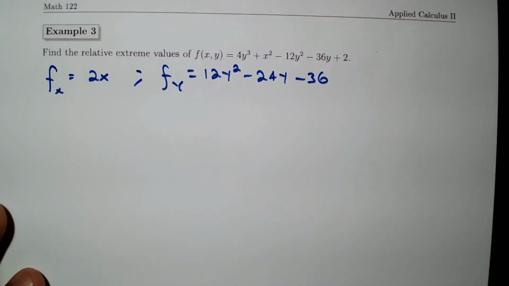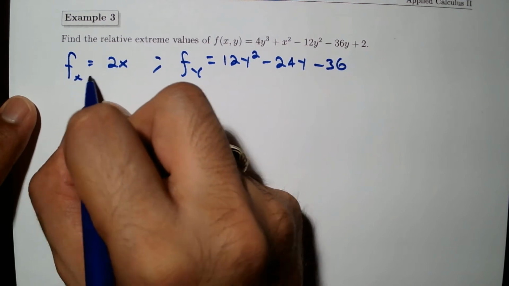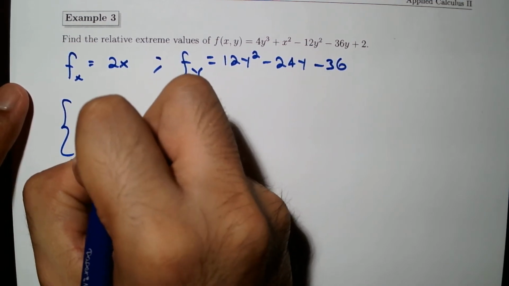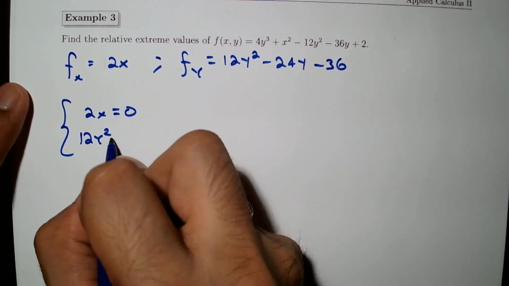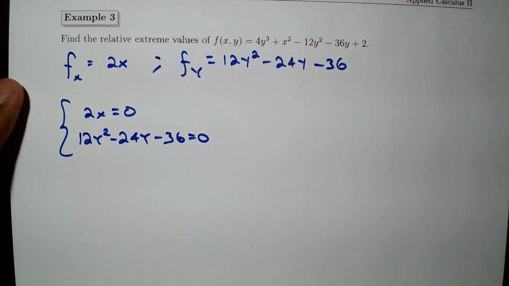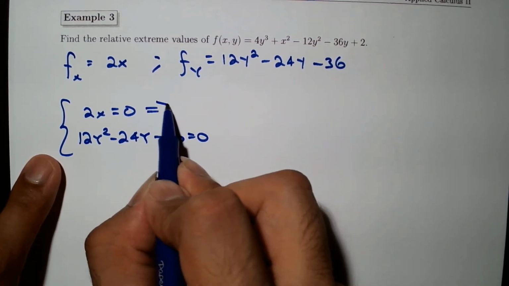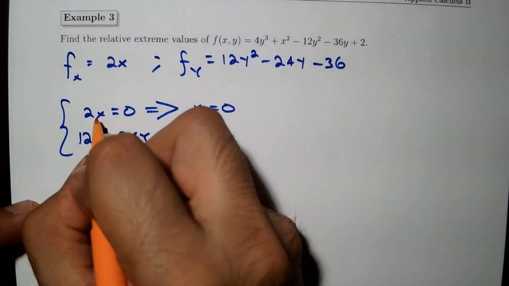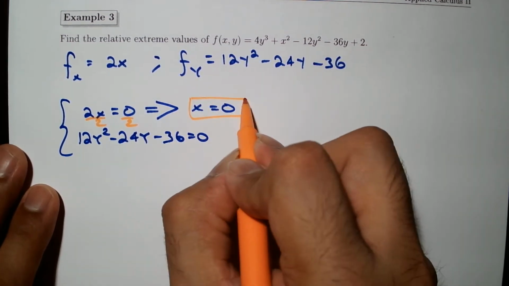Okay, so we are going to create a system of simultaneous equations, with this one set equal to 0 and that other one set equal to 0. So 2x equals 0 and 12y squared minus 24y minus 36 equals 0. From here, we obtain that x equals 0, because all you need to do is divide both sides by 2.